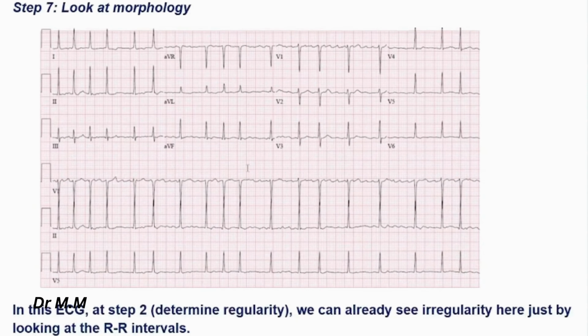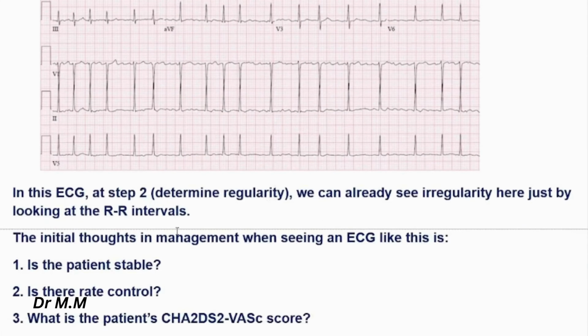As we can see in this ECG, it's showing atrial fibrillation. Also, we have a completely irregular rhythm with a rugged baseline. We cannot see any normal P waves, and this is pathognomonic for atrial fibrillation. In this ECG, at step 2, determine regularity. We can already see irregularity here just by looking at the R-R intervals. As we said, there is no consistency between the R-R intervals.